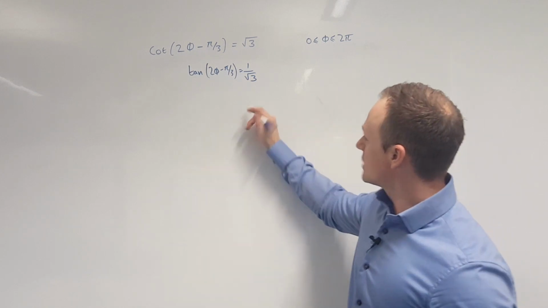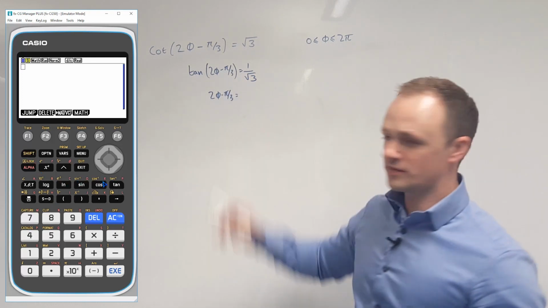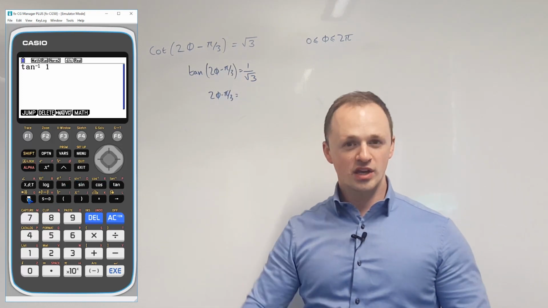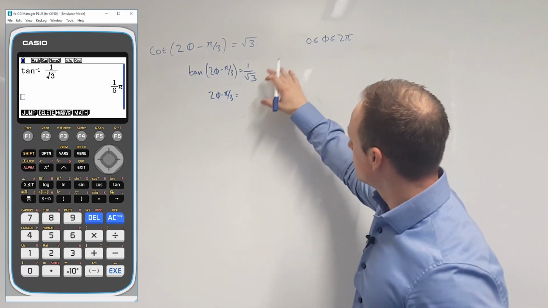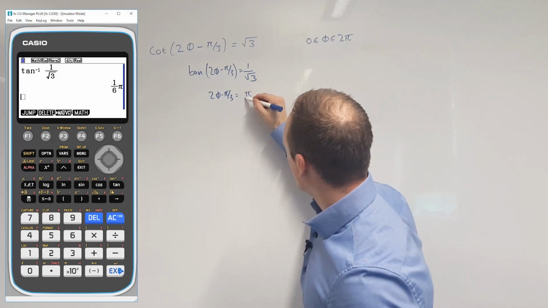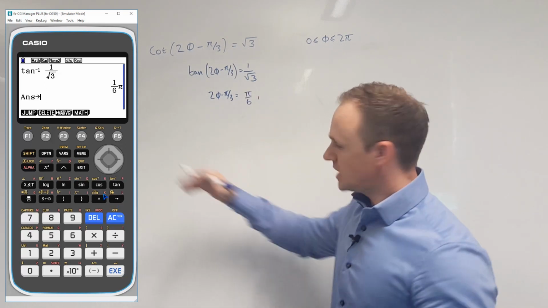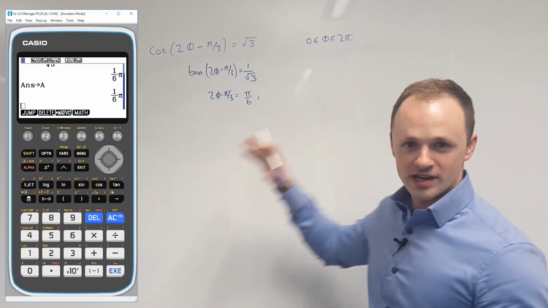From here, to get a solution for 2 phi minus pi over 3, I can just do inverse tan of 1 over root 3. Remember, in this question, it's asked us for exact values. So if we do inverse tan of 1 over root 3, that's just going to get us pi over 6. Now we're going to have several other solutions for this. Before we go ahead and work them out, we're going to think about two things.